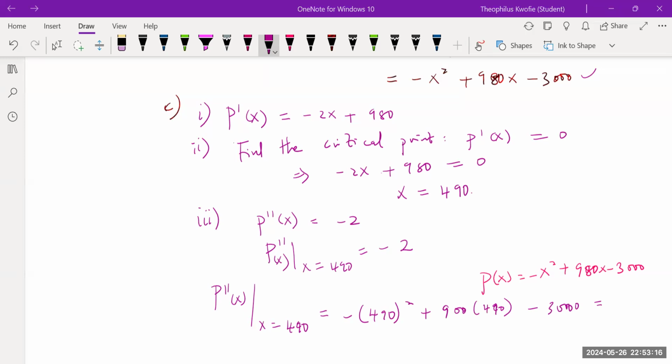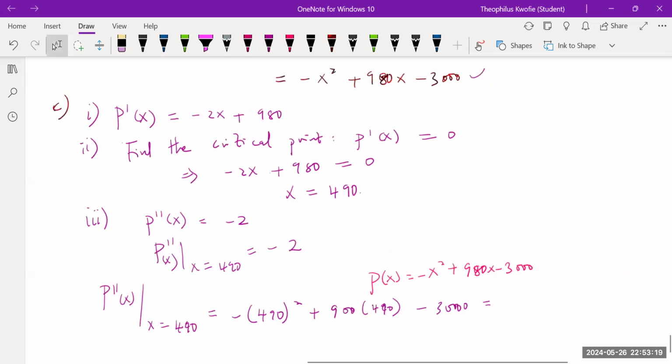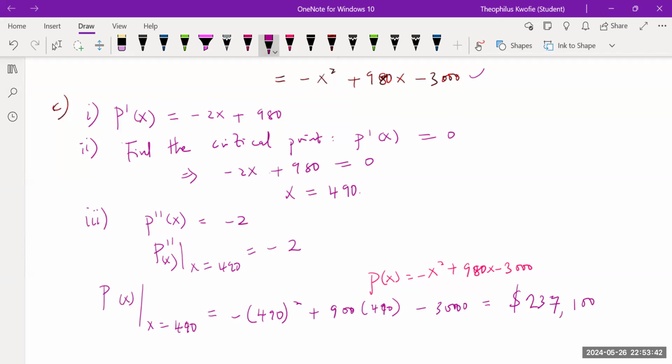What did we get? When you use the calculator, since we are using dollars, let me be more specific, you should get 237,100 dollars. Okay, good. Now it just means that the manufacturer makes a maximum profit of this when 490 units are bought and sold. Is that okay? Very, very important.